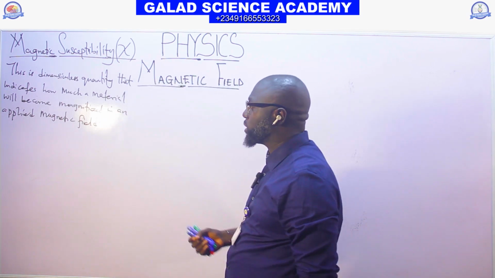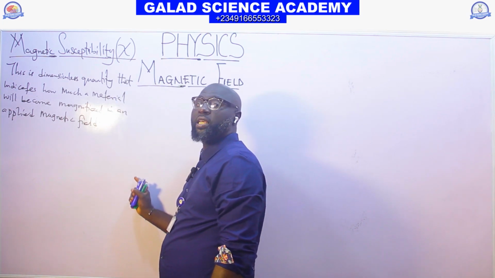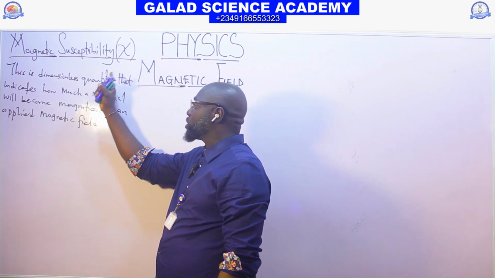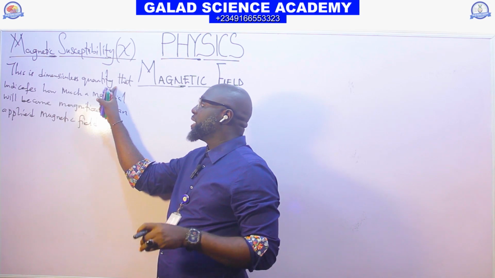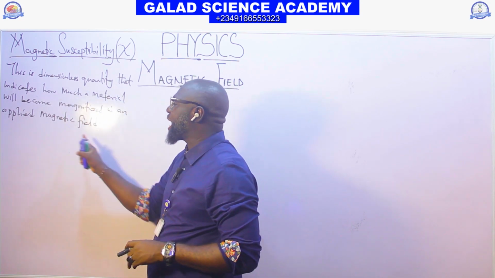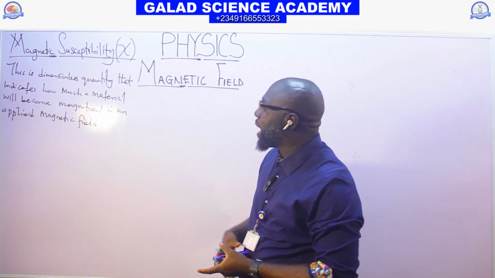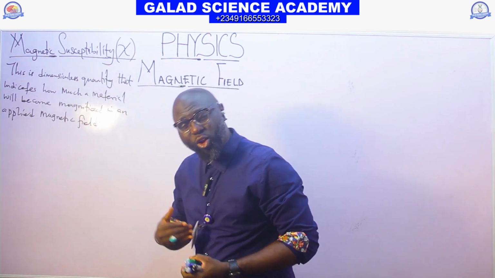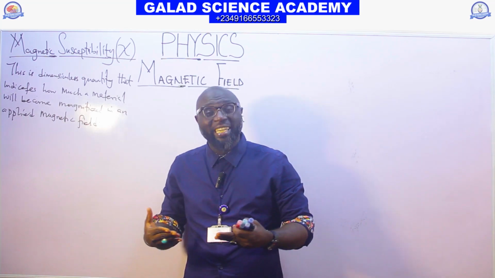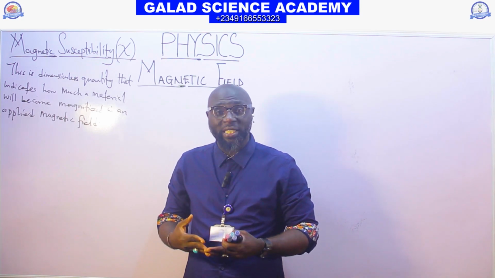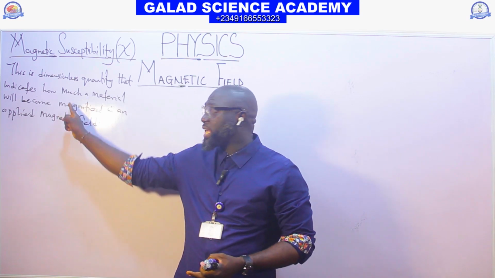We are talking about magnetic susceptibility. It is a dimensionless quantity, a quantity without units and without dimension, that indicates how much a material can become magnetized in an applied magnetic field. This magnetic susceptibility is the one that will tell us the degree of magnetism of a material. You know, magnetized means the process of making magnets.